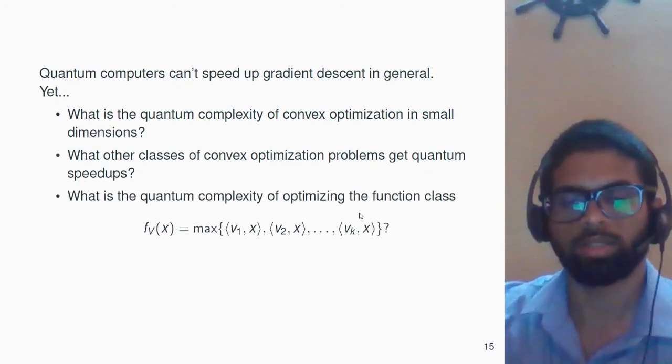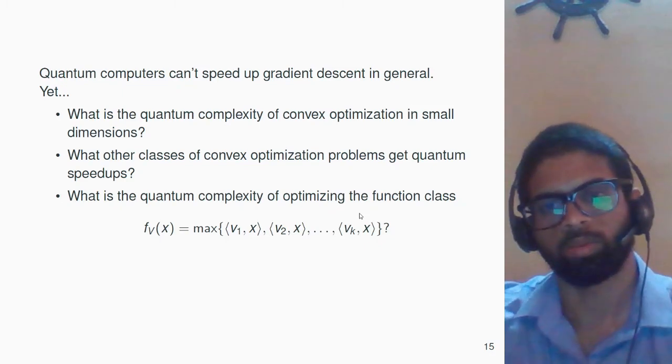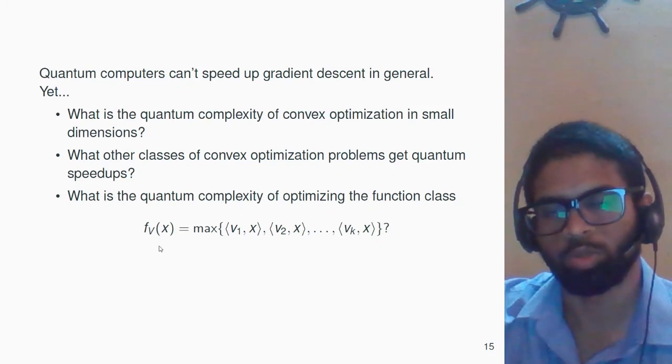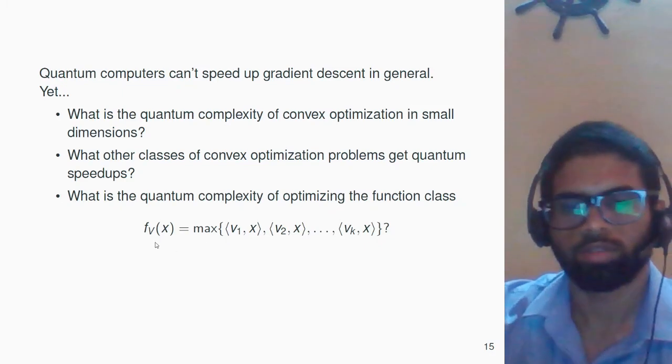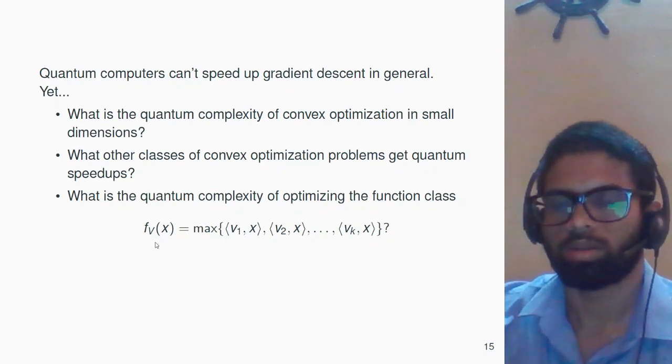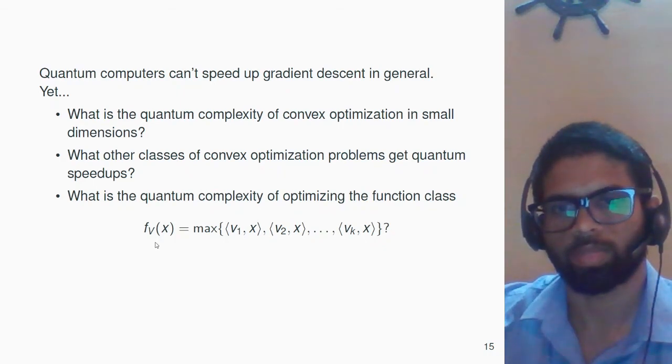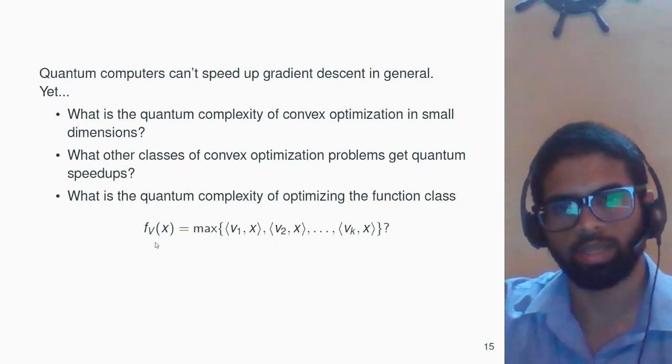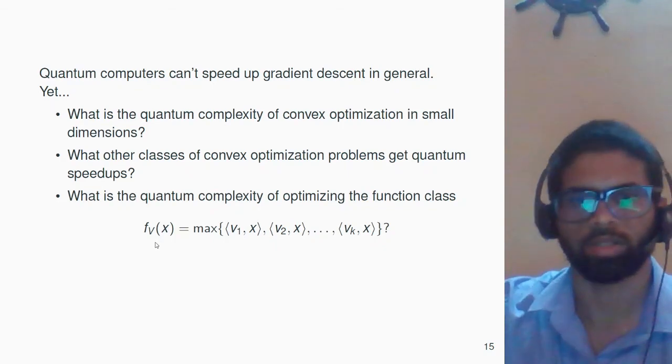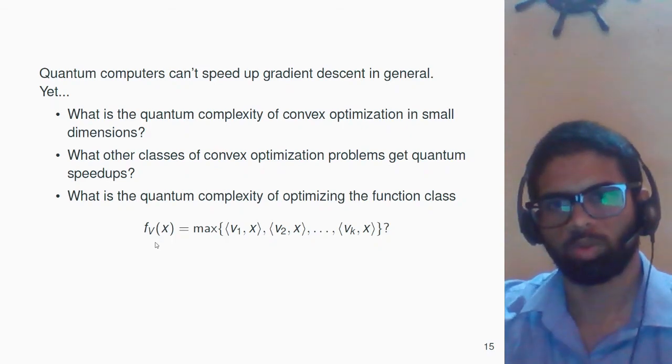And in particular, this very function class here, where we don't put the gammas, but we do put the vectors v1 through vk, for this function class, what is the quantum complexity? We know a lower bound of order square root k, omega square root k, and we have a simple upper bound of order k, but we don't know where exactly it lies.